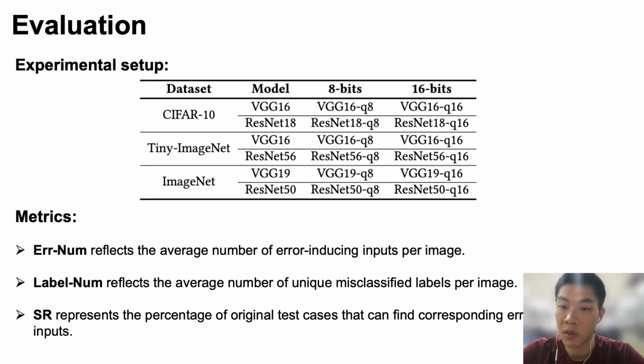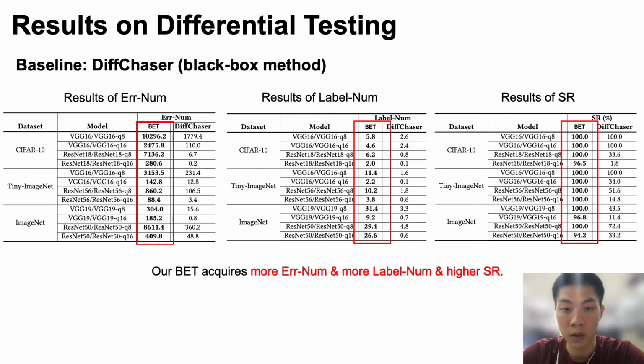We conduct our experiments on multiple widely used image datasets and models. We use the three commonly used comparison metrics for evaluation. The first one is error number, which reflects the average number of audience inputs per image. The second metric is label length, which reflects the average number of unique misclassified labels per image. The third metric is the success rate, which represents the percentage of original test cases that can find corresponding audience inputs. Then, we show our results.